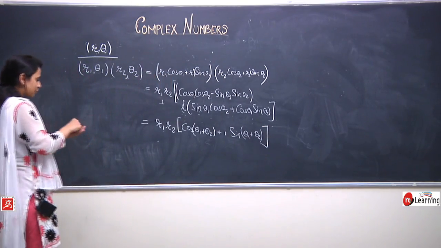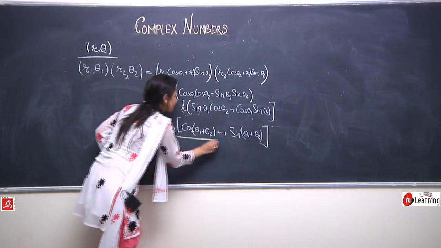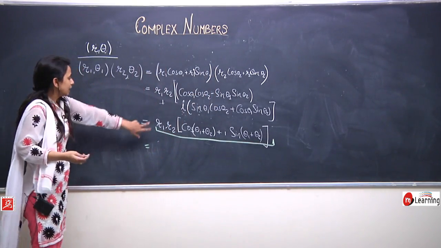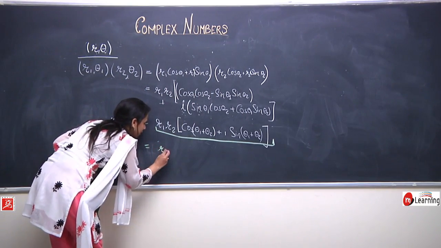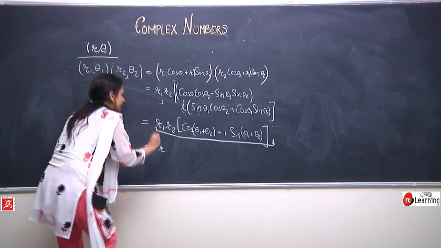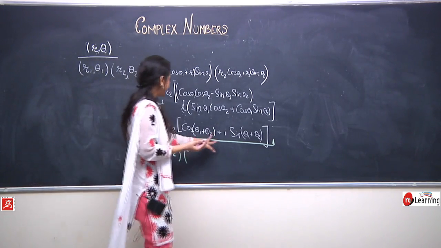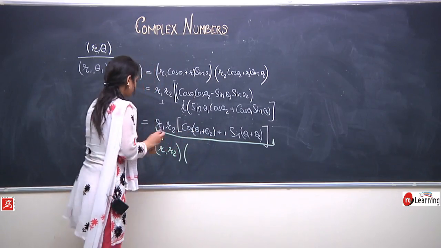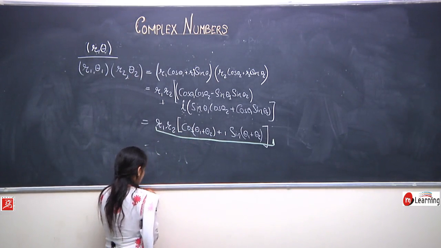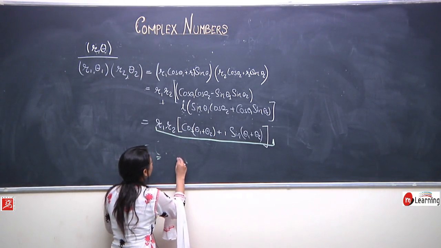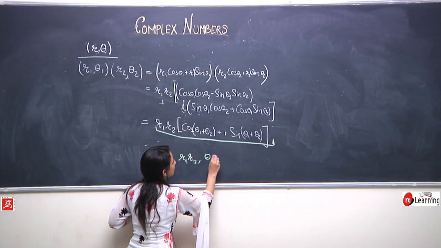Now something very interesting here, what does this number represent? In polar coordinates, this represents a complex number whose modulus is nothing but r1 r2 and whose argument is theta 1 plus theta 2. So in terms of polar coordinates, I can write this as a complex number represented by the ordered pair r1 r2 comma theta 1 plus theta 2.